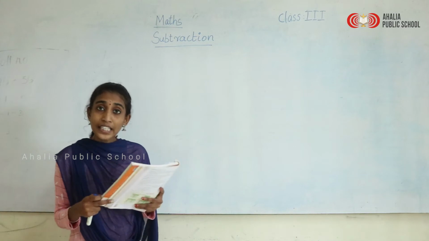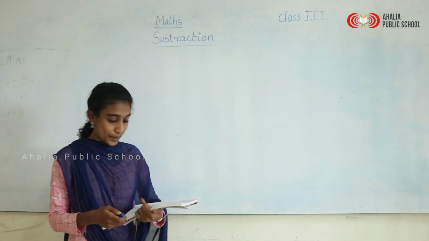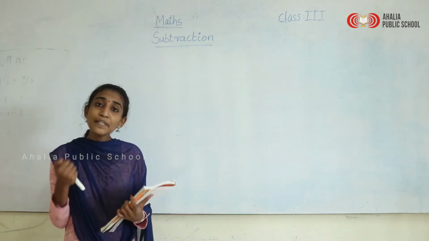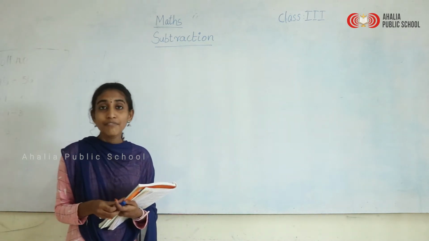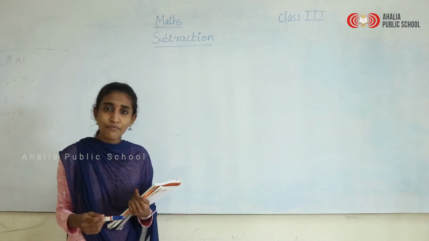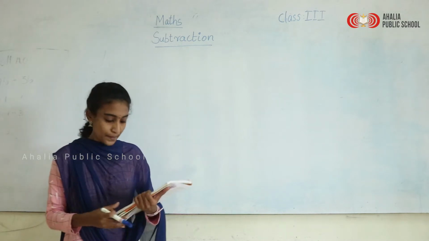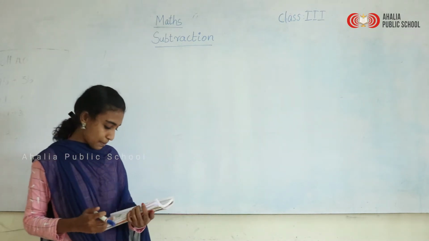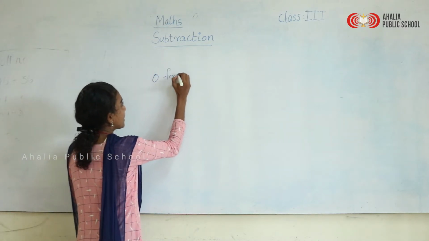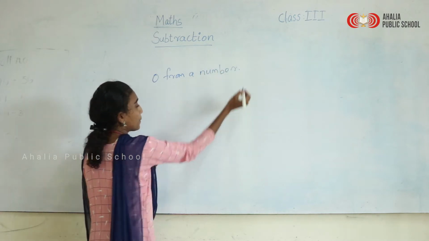Okay, so everyone take your textbook and take page number 49, and follow me. So properties of subtraction. In the previous chapter, that is addition, we learned a similar topic, right? Properties of addition. In the same way, we will be learning the properties of subtraction as well. So the first property of subtraction is subtracting 0 from a number.